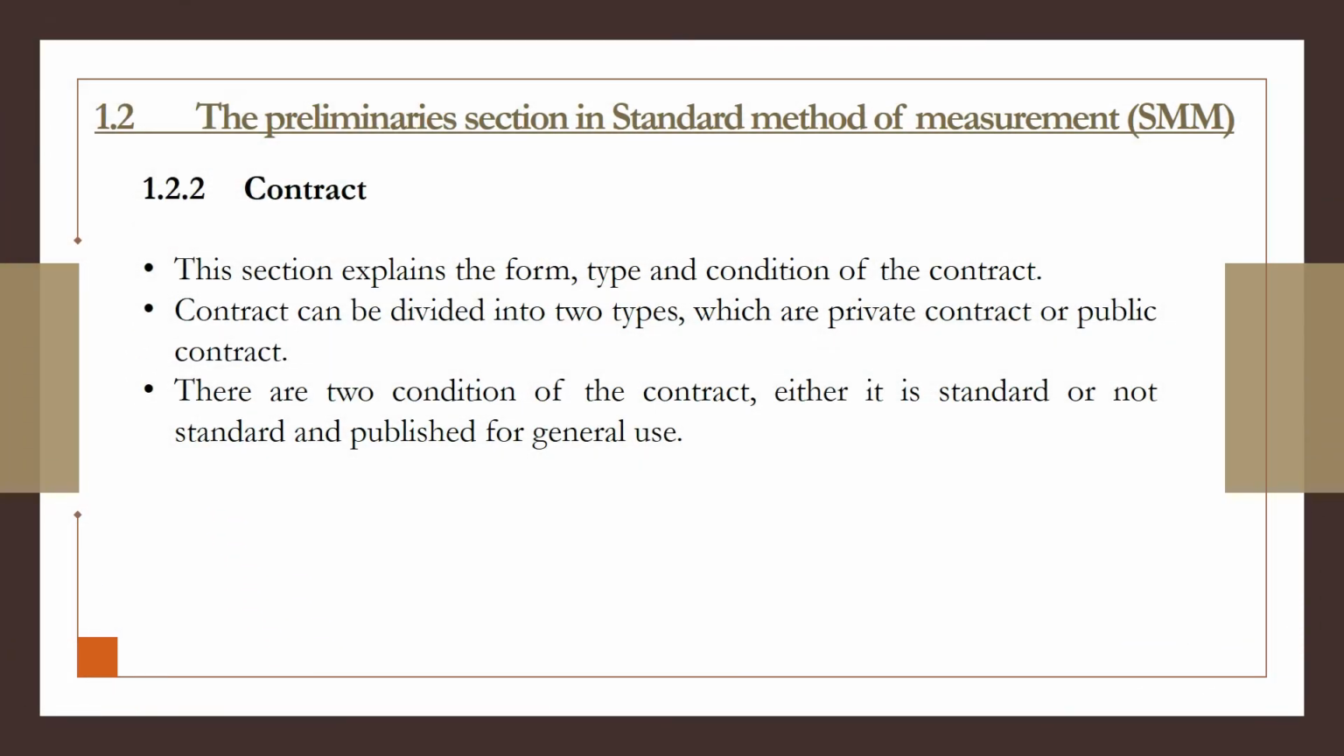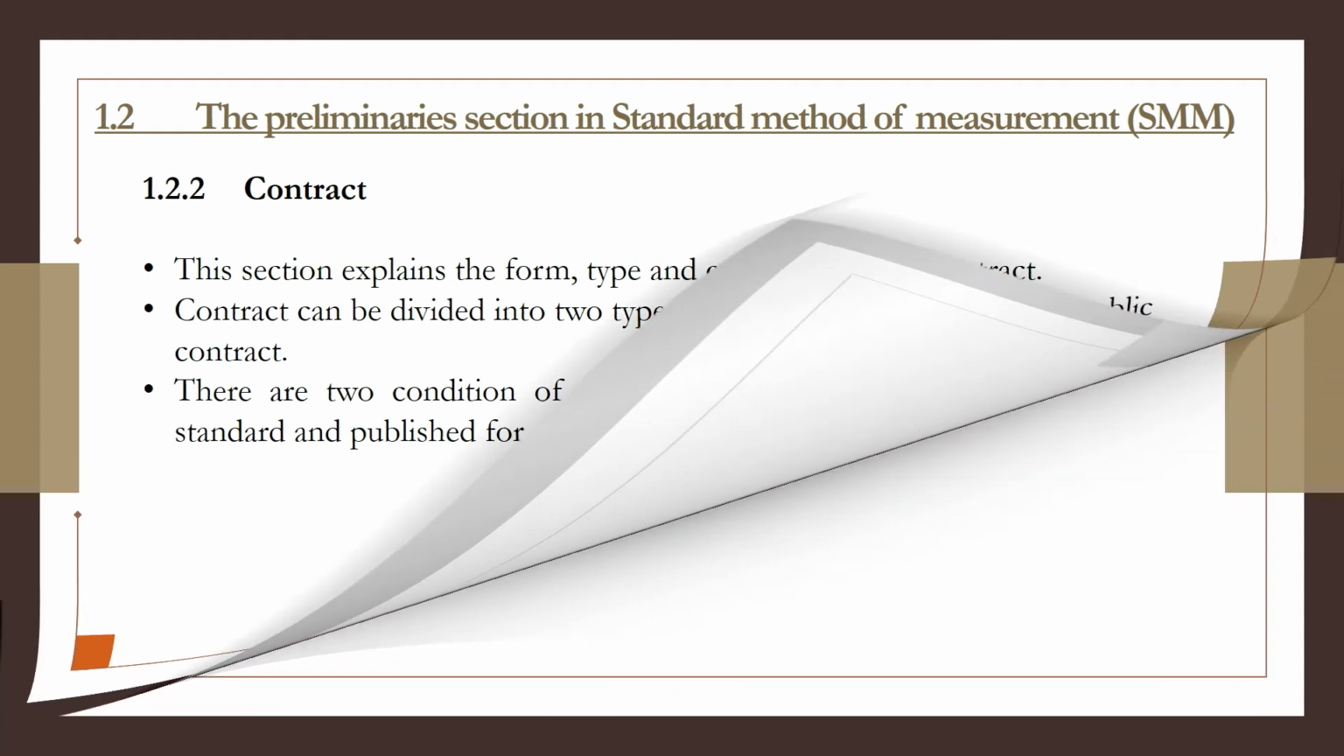Under contract, this section explains the form, type, and condition of the contract. The contract can be divided into two types, which are private or public contract. There are two conditions of the contract. Either it is standard or not standard and published for general use.